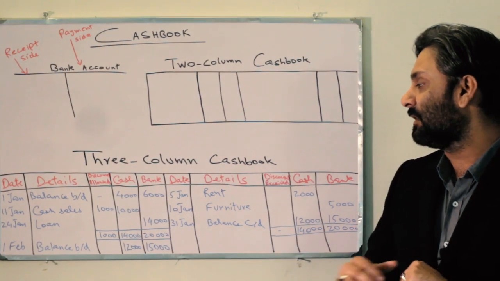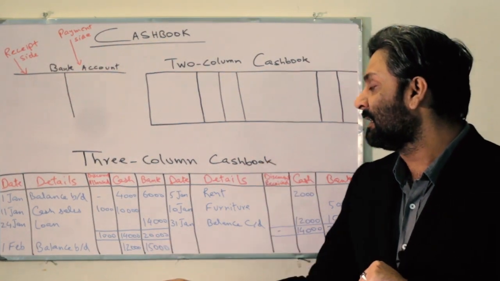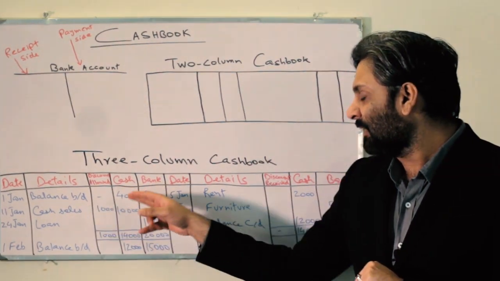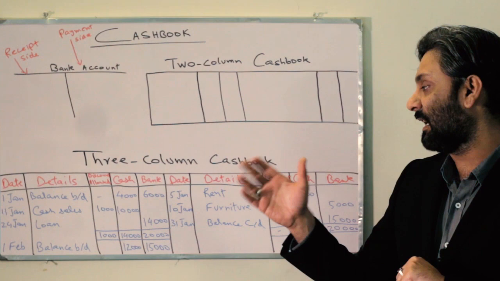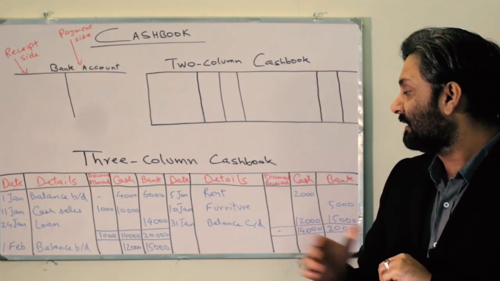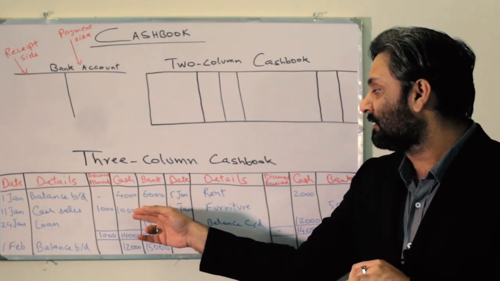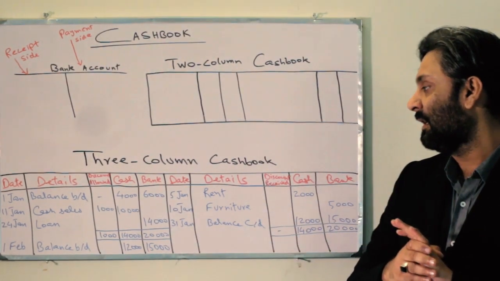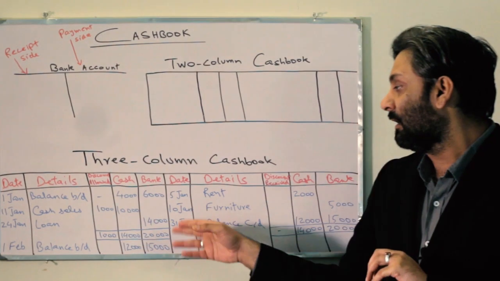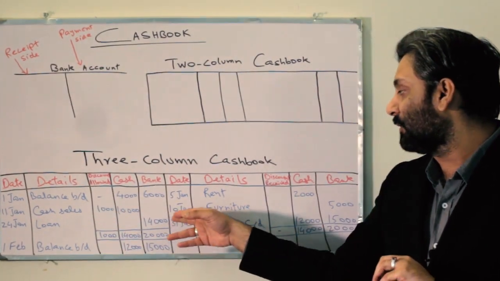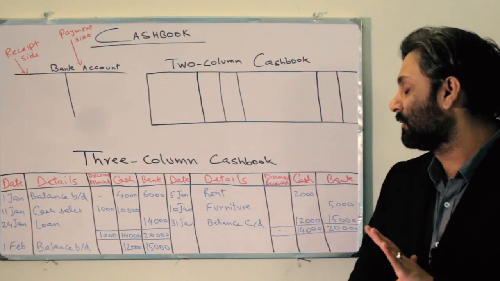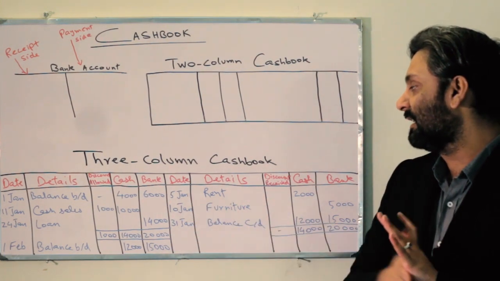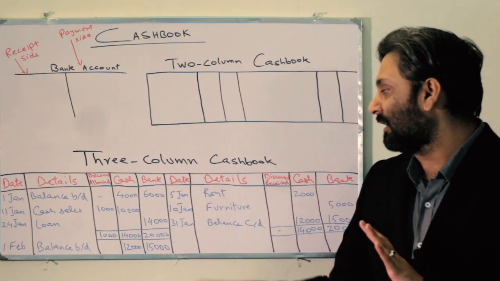Whenever we are going to do some kind of sales, we are going to allow a discount, just like in this case. Cash sales of 11,000 took place, out of which 10,000 was received and 1,000 was allowed as discount. When we received a loan on the 24th of January, it is coming in the bank because it came through the bank account through a check. That is why it is residing in the bank column.